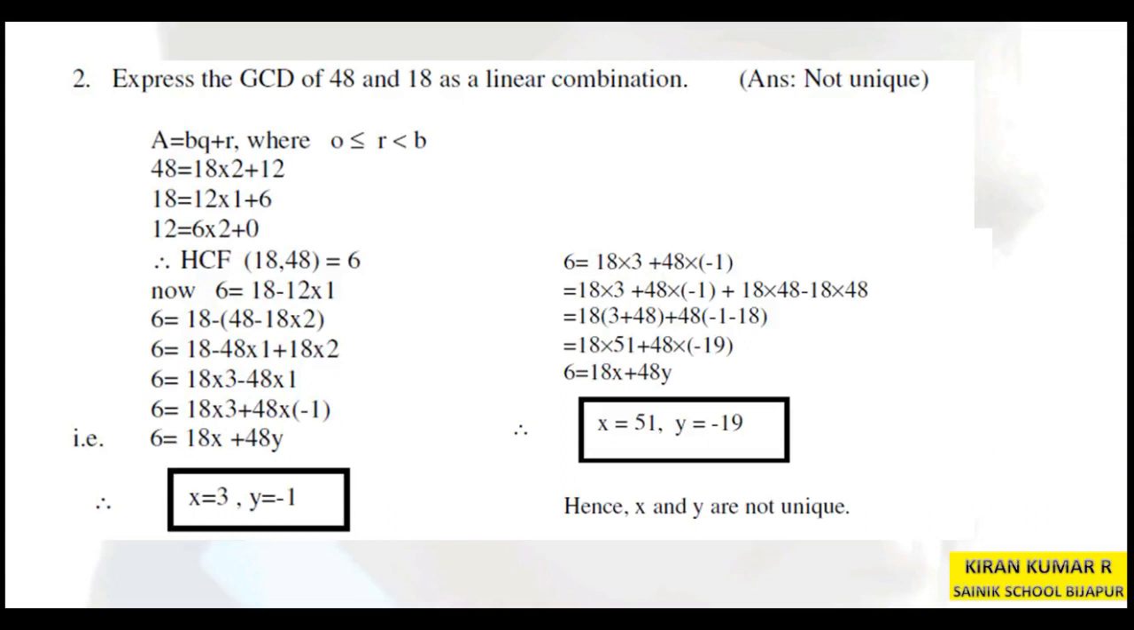GCD always refers to highest common factor. Should not get confused, GCD and highest common factor both are same. We had solved some questions of this type for finding the value of x and y, if you remember. This way of expressing with different variables, x and y, is called a linear combination.